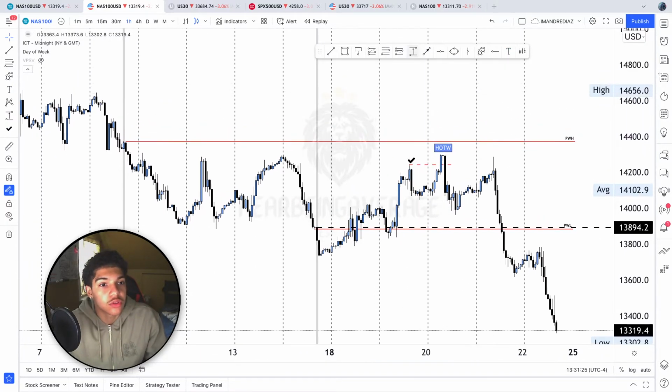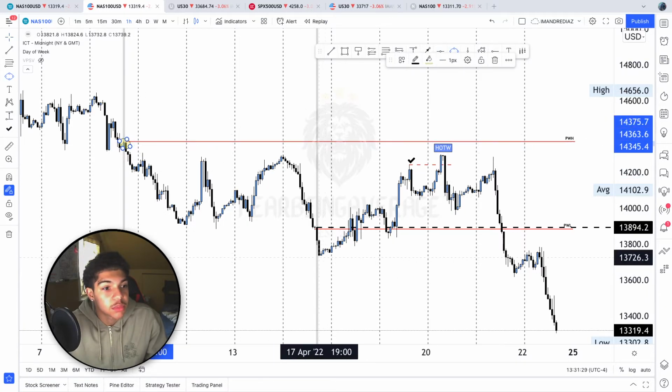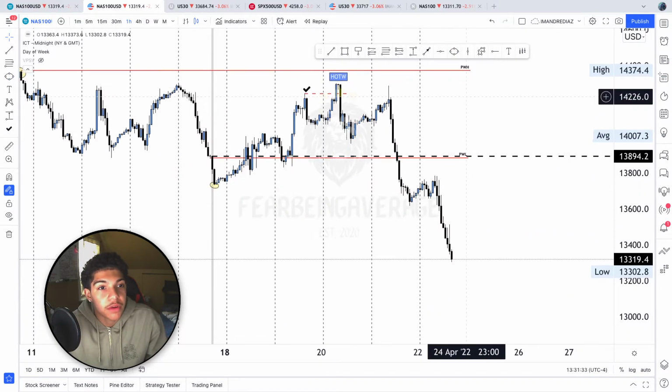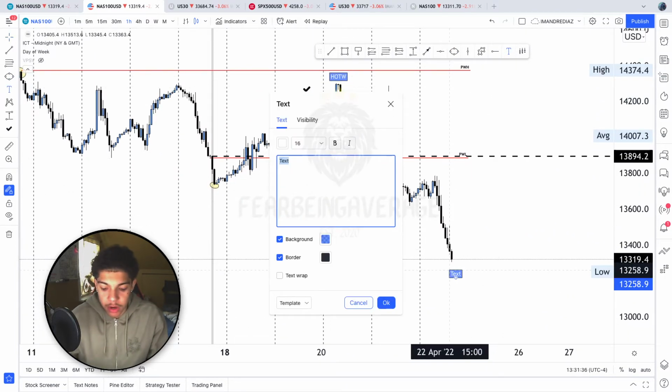We're also going to do something else. Since we have the previous week's high, we're going to use these areas as the potential area. And I'll show you why in a second. So we have the high of the week up here. And then we have the low of the week on Friday.